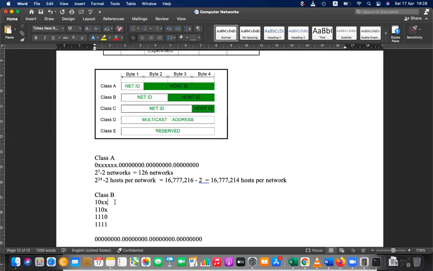Okay, then the second one, class B. Class B is obtained by this pattern, right? You have to preserve this pattern. So let's have 1, 0, then the remaining bits, 1, 2, 3, 4, 5, 6, 7, 8. And you have to make sure that out of the remaining bits, 1, 2, 3, 4, 5, 6, 7.